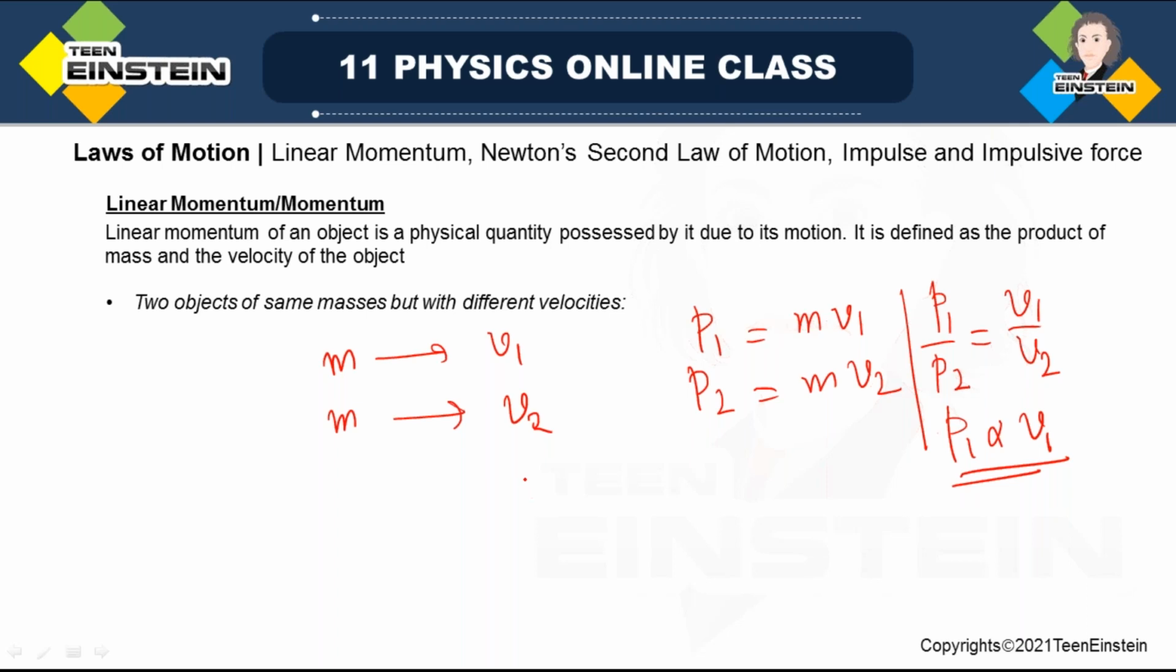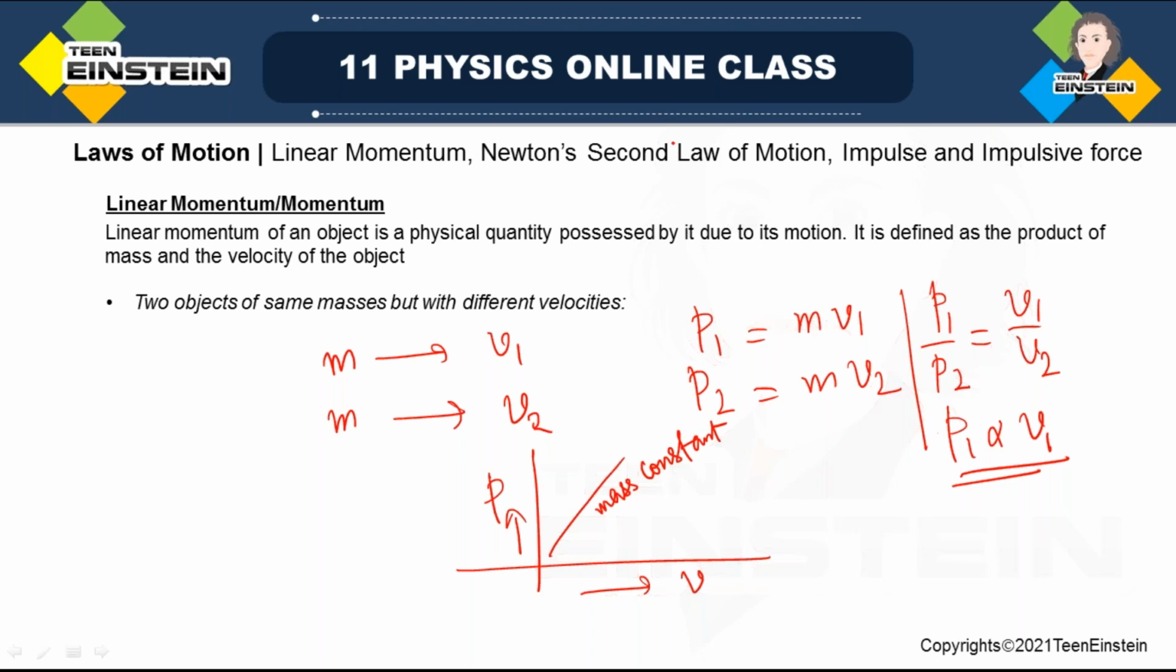If I draw a curve of momentum with velocity, it will look like this. As you increase your velocity, momentum increases. So it will go through the origin, and along this line the mass of the object will be constant.